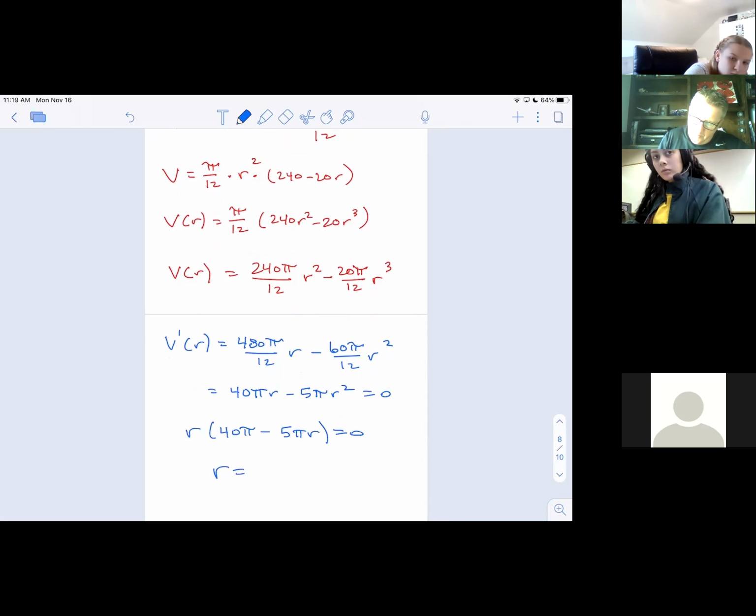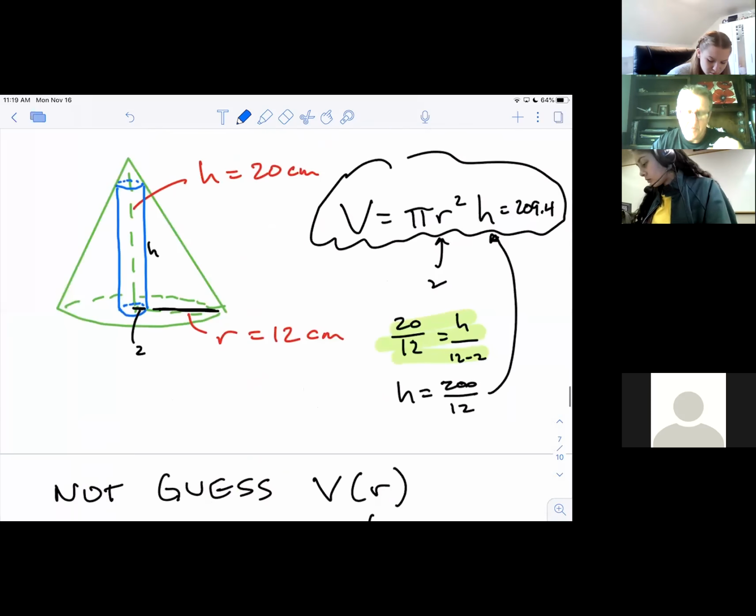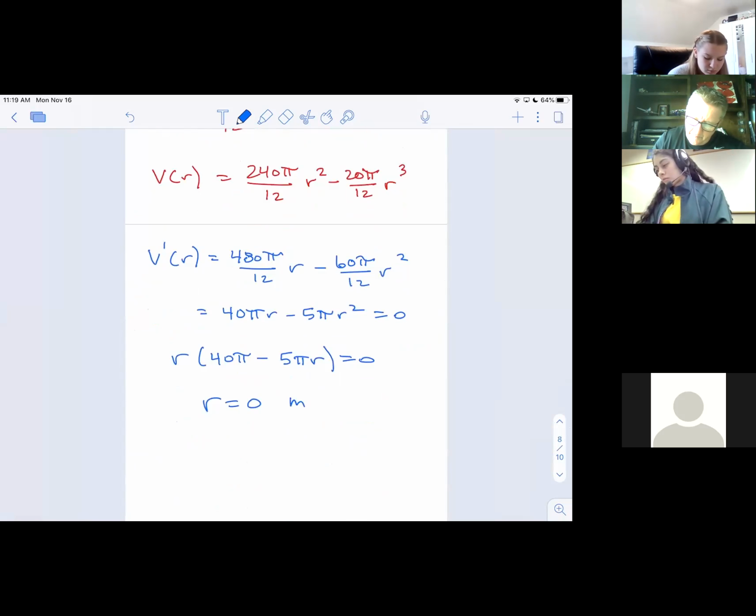So r equals 0 is an answer. But of course, that is a minimum. That's a minimum volume, because remember, minimums and maximums are the same as far as slope is concerned. Slope equals 0 gives you a minimum or a maximum. If you have no radius on your blue cone, back here, then you have no volume. That's the smallest volume you could possibly get. You have none, thanks to the choice of a radius being 0. We were looking for a max though, so we don't want that one.